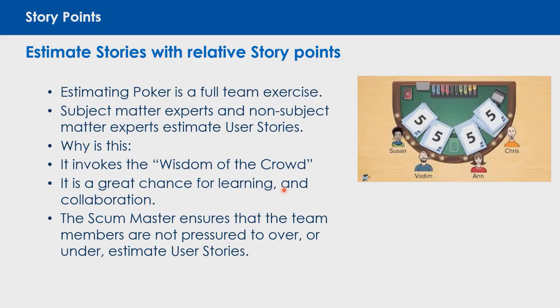Also, it's a great opportunity for learning and collaboration. It gives subject matter experts the chance to discuss why they think a story should be estimated as a 5 rather than a 3. And it is also very efficient. The Scrum Master ensures that the team members are doing the estimation and are not pressured to either overestimate or underestimate the stories. The team will estimate the stories to a point where the story points equal but do not exceed the team's velocity, and then the estimation, at least for that sprint, is complete.